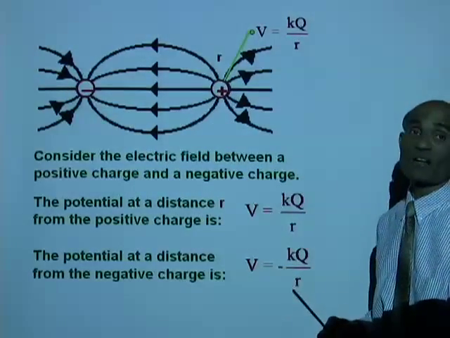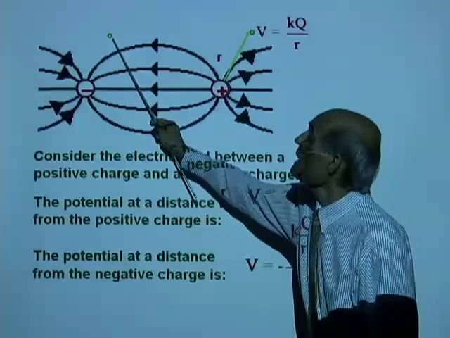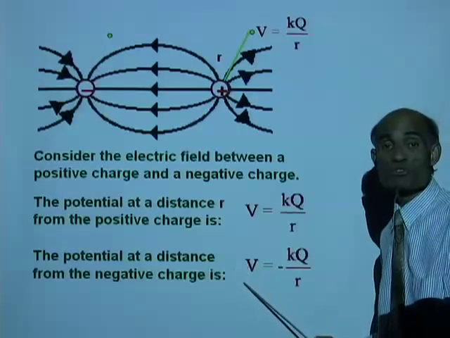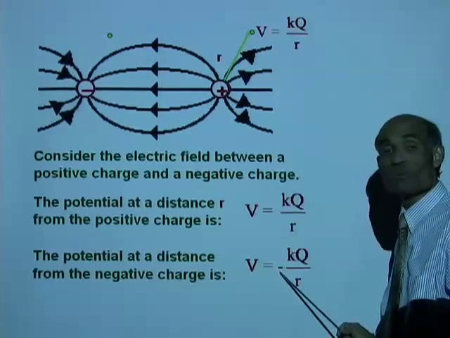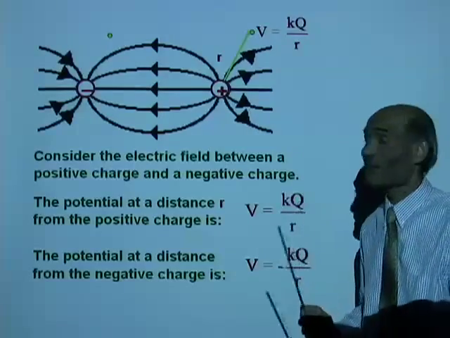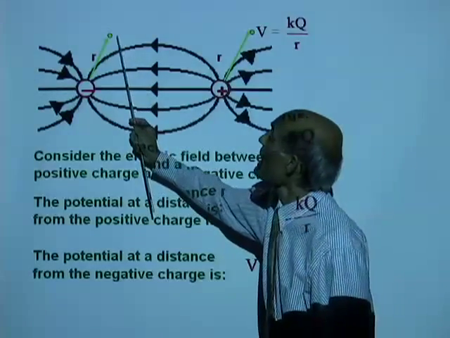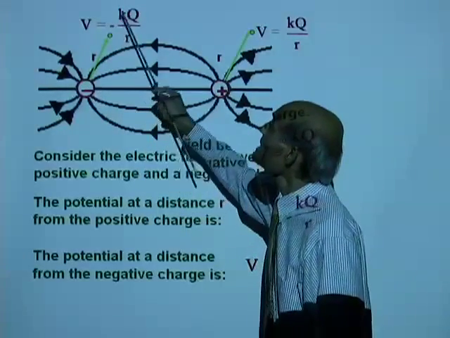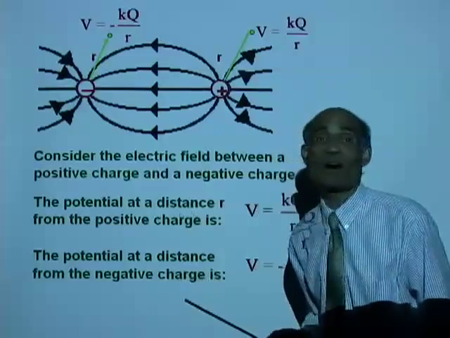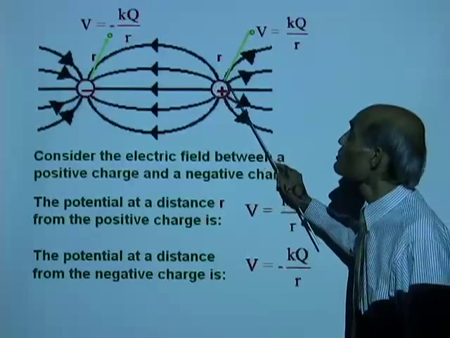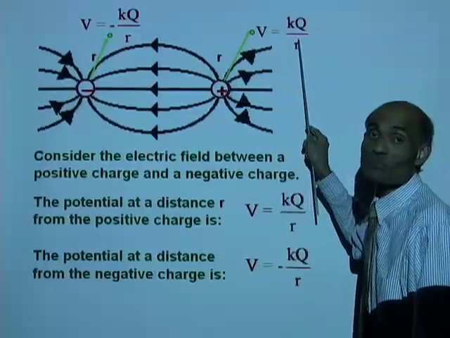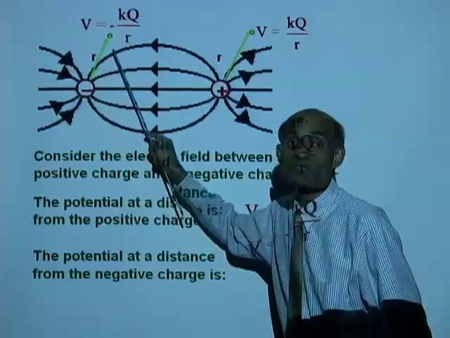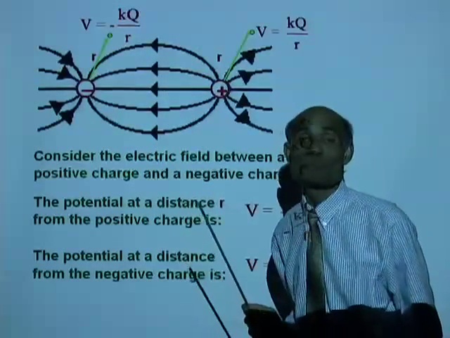Now, what is the potential at that point due to the negative charge? If you take a point here at a distance r from the negative charge, the potential due to the negative charge will be negative. You need to indicate that. So the potential at this point due to the negative charge will be negative kq over r. The potential due to a positive charge will be positive, high potential. Potential due to a negative charge will be a negative potential.